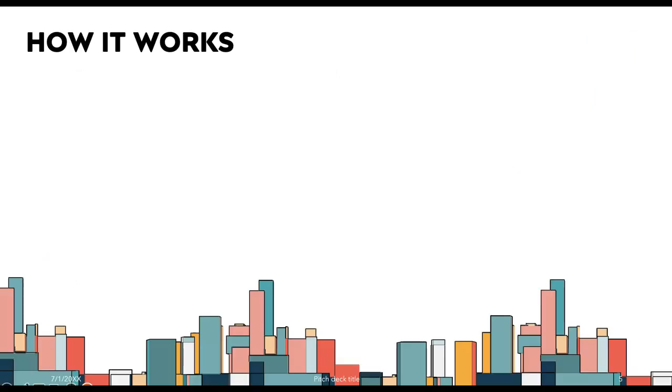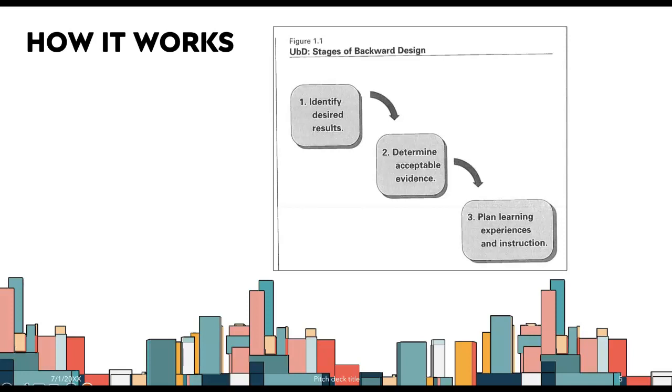All right, so let's get into backward design and how it truly works. Backward design is made up of 3 steps, 3 stages. Number 1, identifying desired results. This is the instructional goal. Number 2, determining acceptable evidence. So this is the assessment. And number 3, that is where you get to the activities.